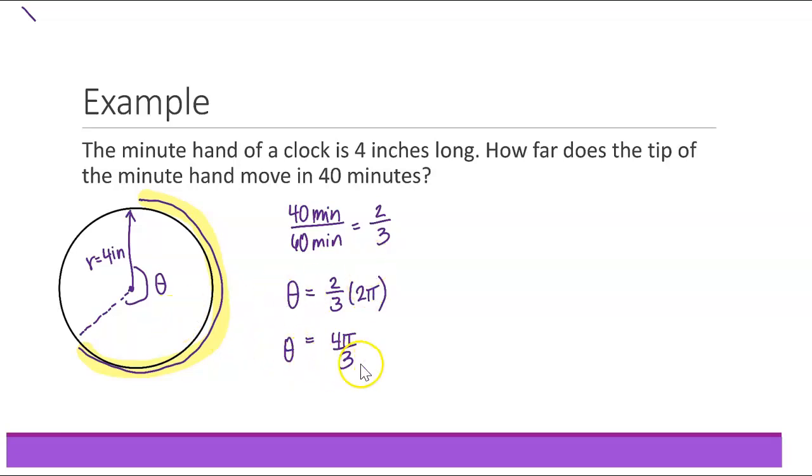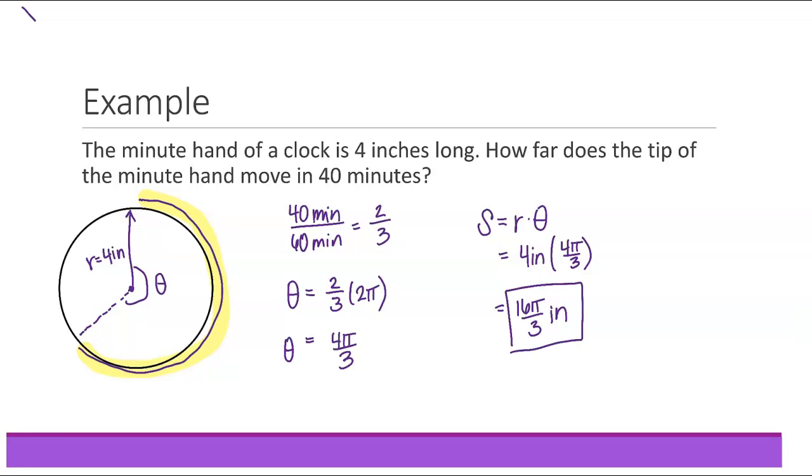And I have the radius in inches, so now I'm just going to go ahead and find the arc length. So how far does the tip move? That means the arc length. So s equals r times theta. My radius was 4 inches, and my theta is 4 pi over 3. So we're looking at 16 pi over 3 inches is how far exactly the tip of the minute hand moves in 40 minutes.